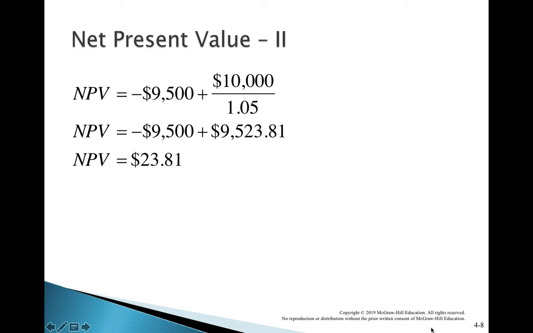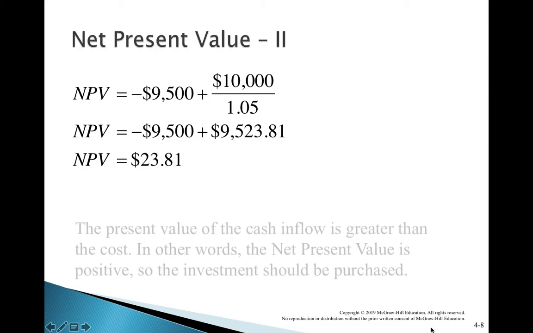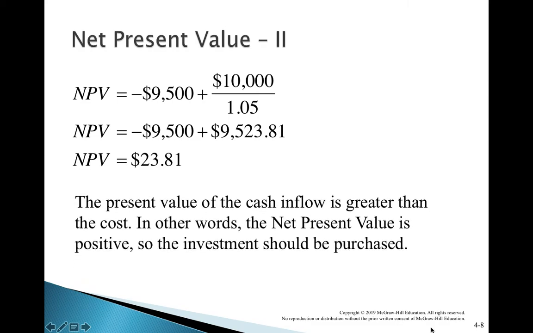So you are getting a positive net present value, isn't it? The present value of the cash inflow is greater than the cost. In other words, the net present value is positive. So the investment must be purchased, so that you will get 23.81 positive NPV.